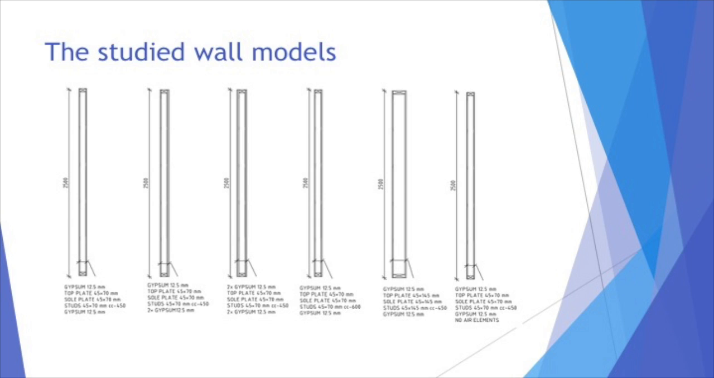The fourth configuration has only single boards, but the distance between the studs is increased to 600 mm. For the fifth configuration, the wall is made thicker by increasing the stud width from 70 to 145 mm. In the final configuration, everything is as in the first one, except that no air is added to the cavities in the calculations. The wall is 2.5 meters high and 3.6 meters wide.